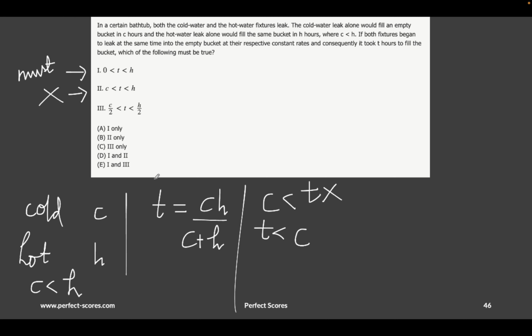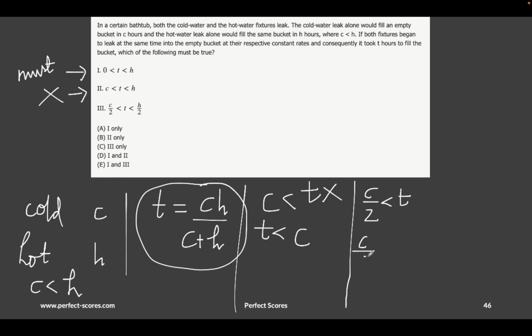The third one here uses all of these three expressions, and then divides it by 2. To solve the third one, we can use this expression here. Let's break the third one into two parts. The first one says, is c by 2 less than t? Let's see if that is possible or not. We can substitute for t here. Is c by 2 less than ch over c plus h, right?